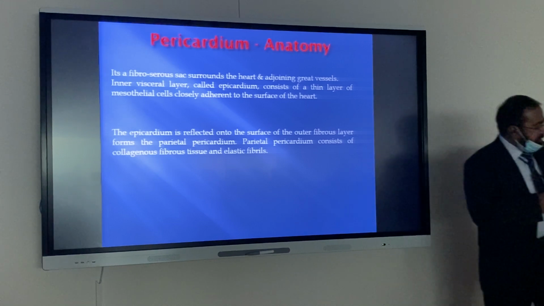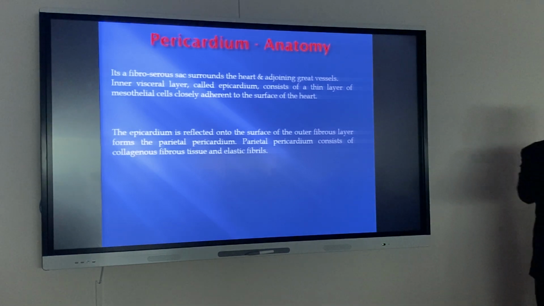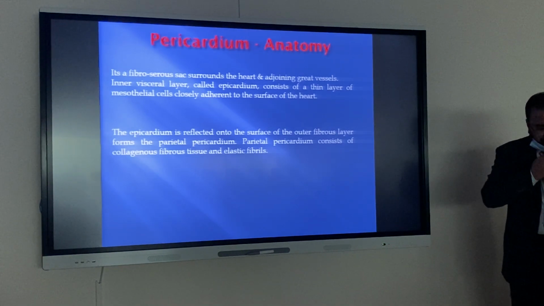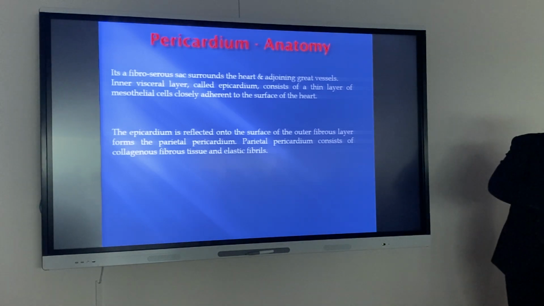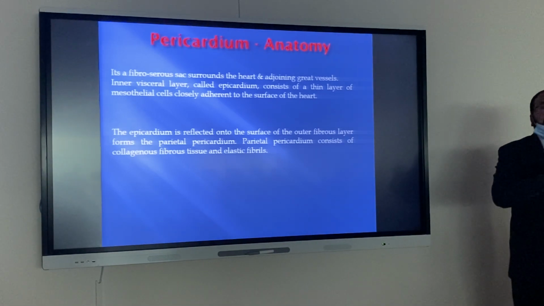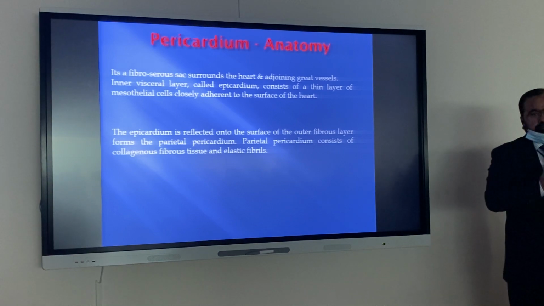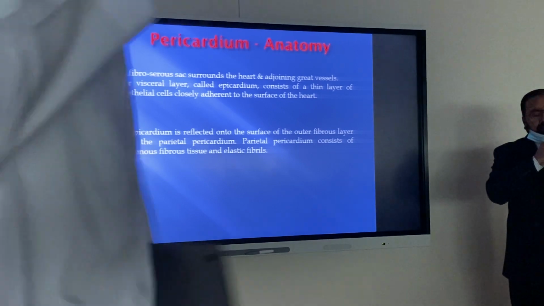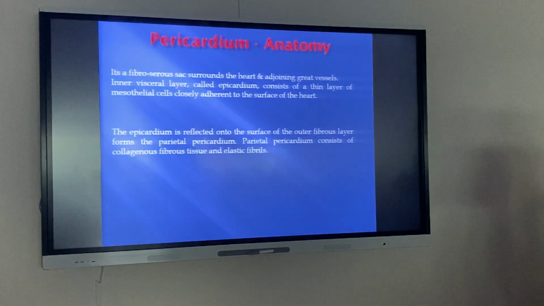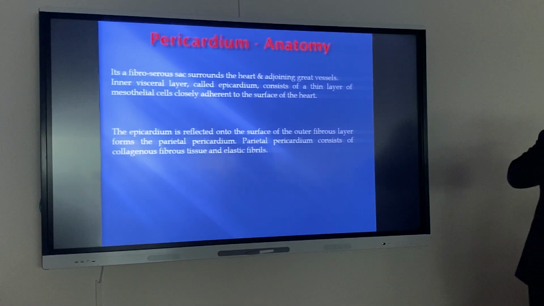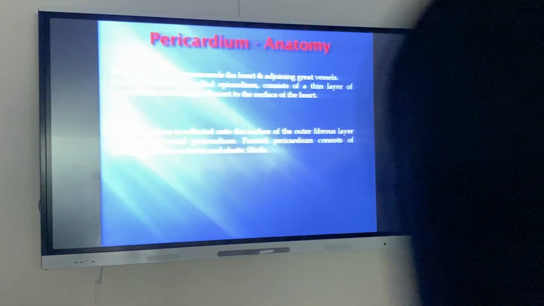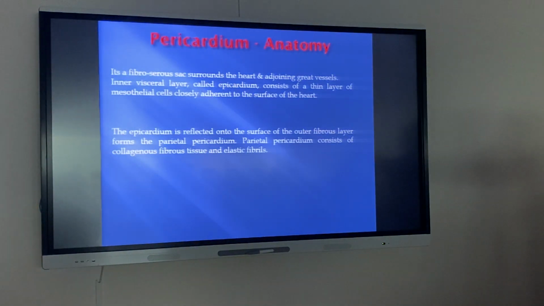Like for example, this is the heart. So this is visceral pericardium, and then it reflects and covers the fibrous pericardium, the fibrous layer. So now there are two layers. One is attached to the heart, which is called visceral pericardium, and one which is attached to the fibrous tissue, which is the parietal pericardium. So there must be some space between. That is called pericardial space. Clear?